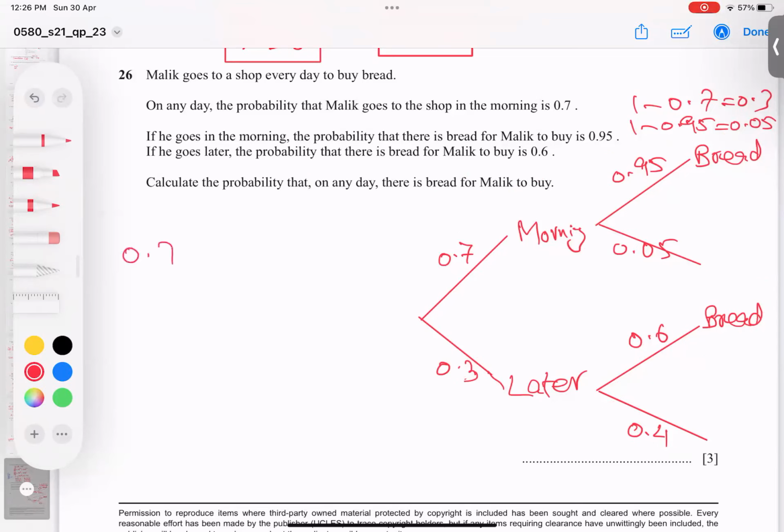So 0.7 times 0.95 and 0.3 times 0.6. This branch and this branch, and add them both. And let me type it in the calculator. Yes, it is coming to me 0.845.